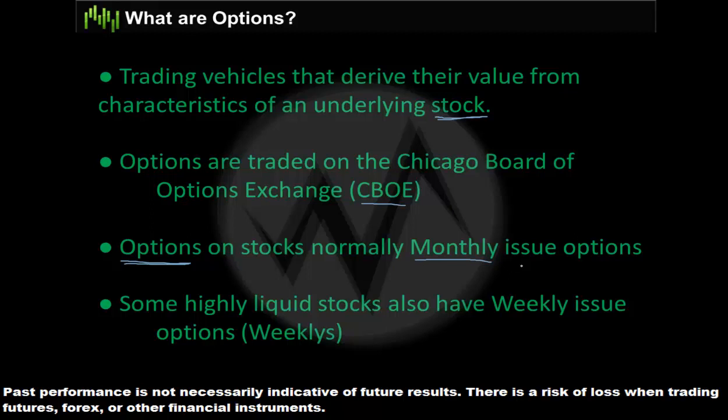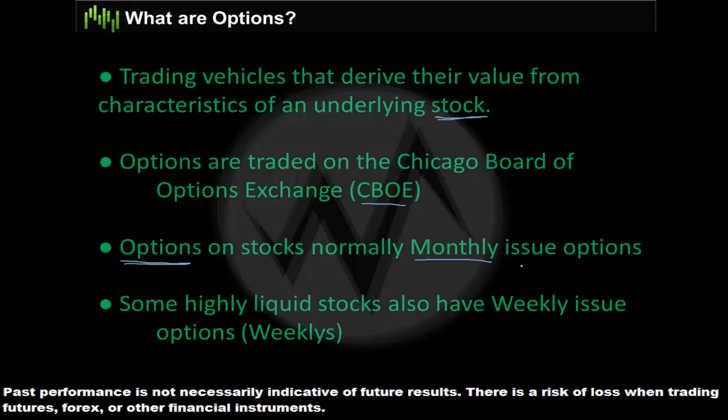Now, specifically, the weeklies are on highly liquid stocks. And when I say weeklies, I'm sorry, weeklies are the weekly expiring issues. Every Friday, they have a set of options that expire. These are on highly liquid stocks. Good examples are Apple, Google, Amazon, things like that. And then also index futures and ETFs. Those types of trading vehicles also have weekly expiring options.